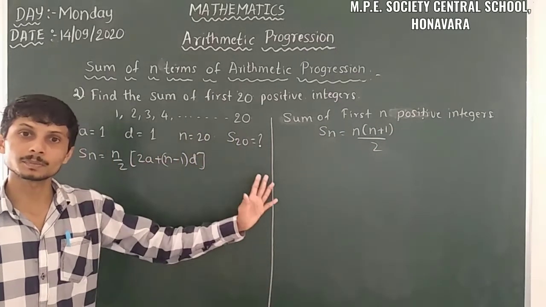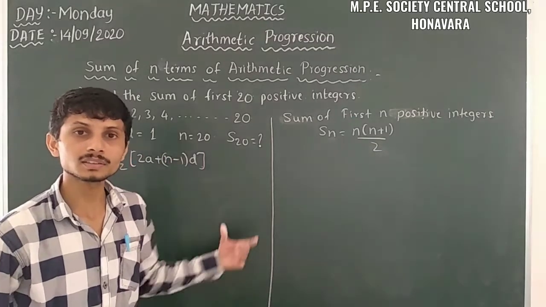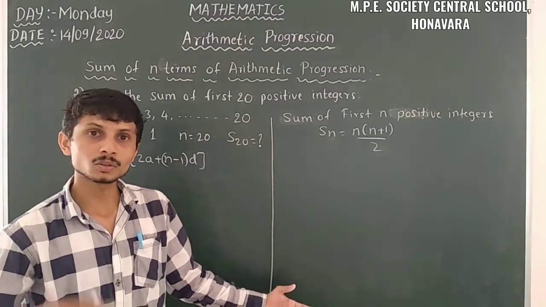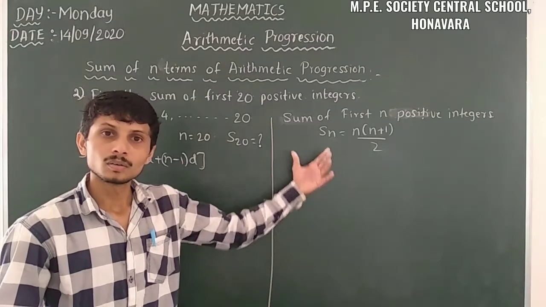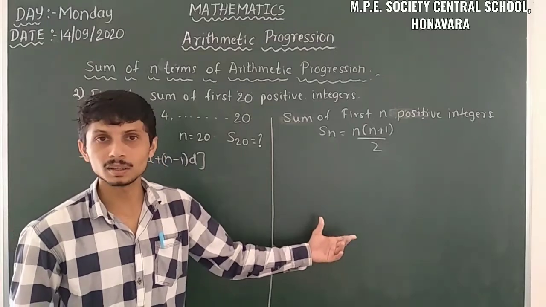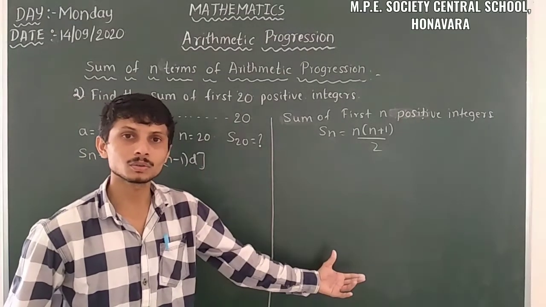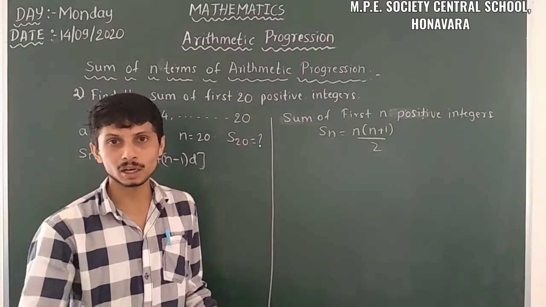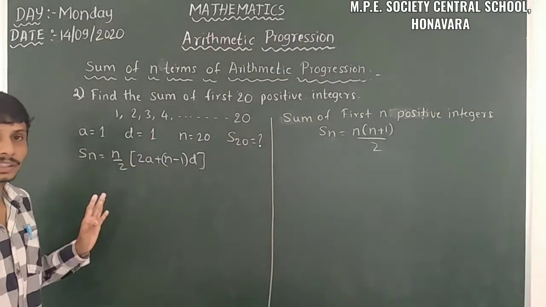So both are possible. You have to select one of the ways. Here I will solve both ways, but in the examination you can select any one of the ways. One formula is only enough. From this formula also you can calculate, from this formula also you can calculate. In the examination you have to select one method. So firstly I will take this one.